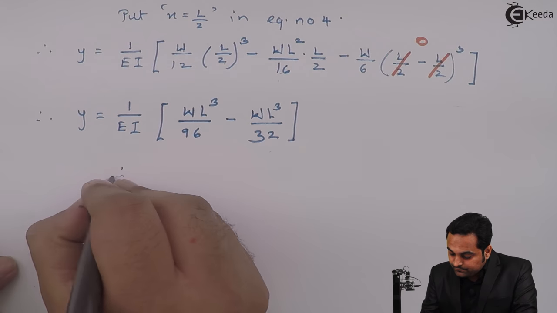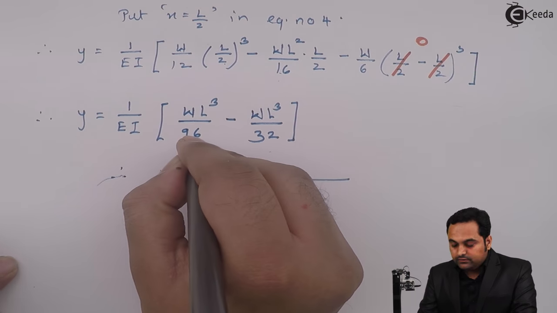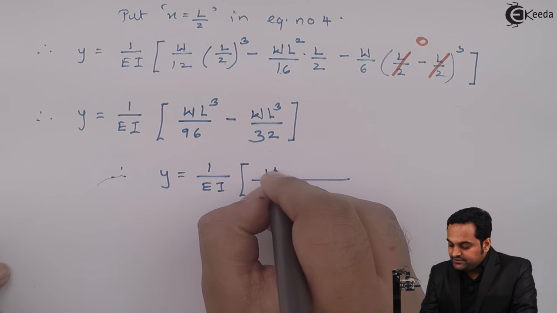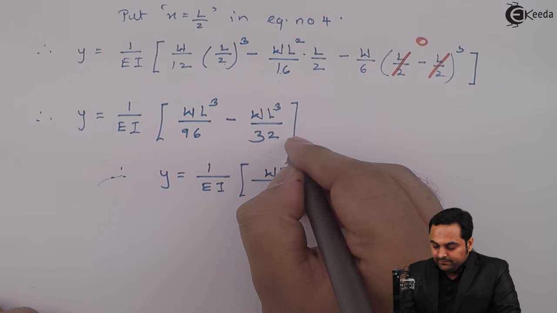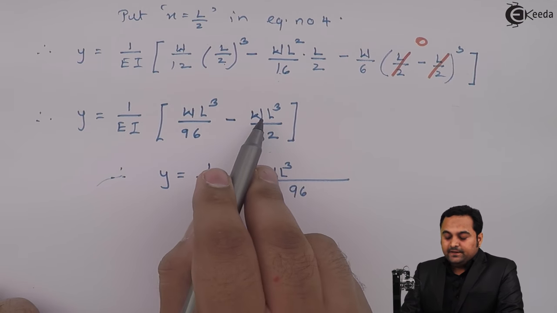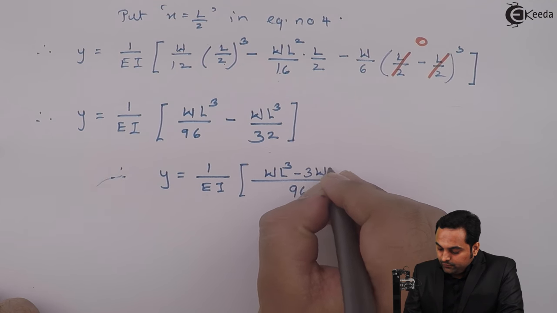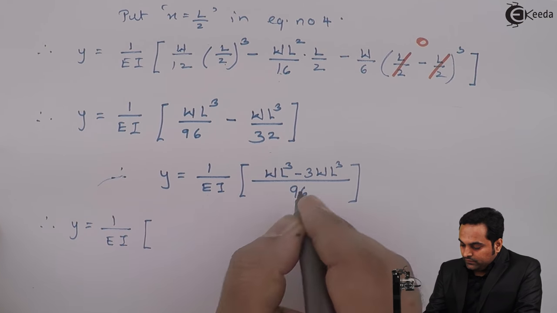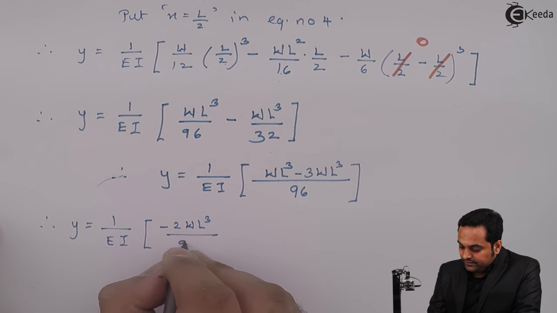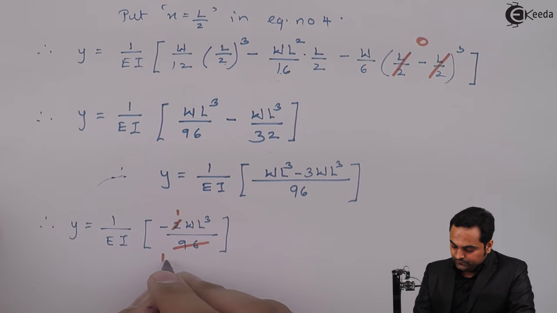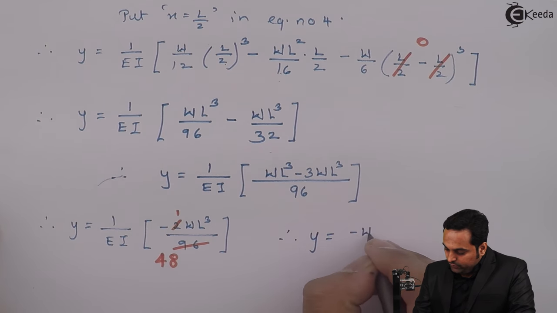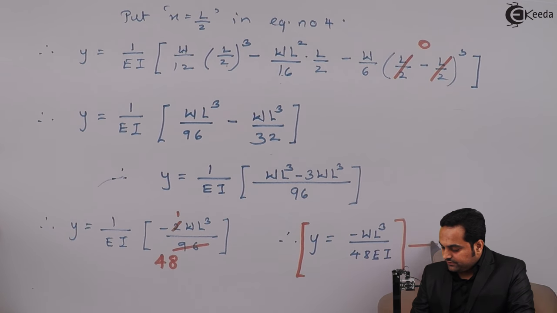Here on simplifying this, 1 upon EI, here I'll get in the denominator 96 as the LCM. In the numerator, this will be WL cube as it is. Now this is 32. To make it 96, I'll have to multiply it by 3 in the denominator. So similarly, I'll multiply 3 in the numerator. So that becomes minus 3WL cube. Therefore, Y is equal to 1 upon EI, this will be minus 2WL cube upon 96. So on cancellation, this will become 48. So therefore, Y becomes minus WL cube upon 48 EI. This is the third answer.